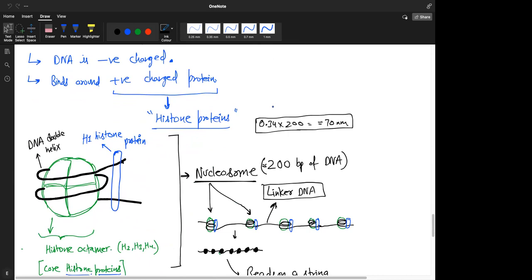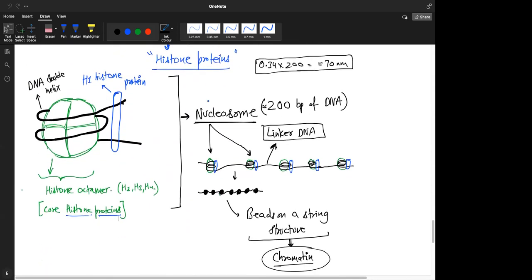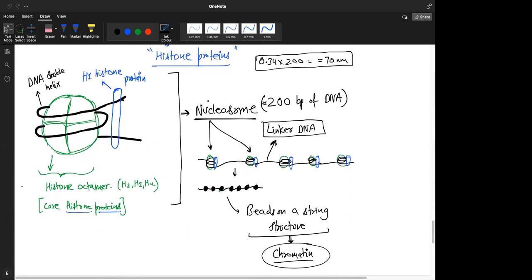It binds around the histone molecule. 8 proteins combine to form histone. No, all of the 8 are histones. So 8 histone proteins combine to form histone octamer. Yes. Then this is called a nucleosome.